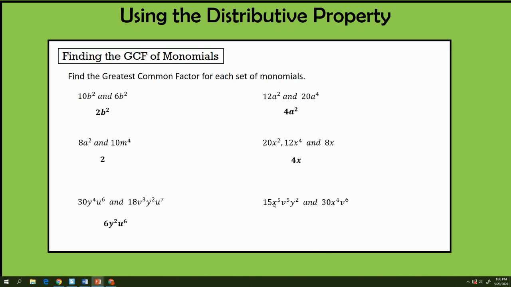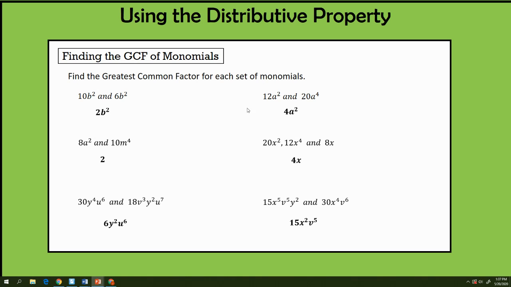Then go to your variables. I got x to the fifth, x to the fourth. So they at most have x to the fourth, v to the fifth, v to the sixth. So they at most have a v to the fifth. I got y squared, but there are no y's here to match with it, so the y's cannot come out. So 15x, oh boy, that should say x to the fourth, my mistake, v to the fifth. So that should be x to the fourth.